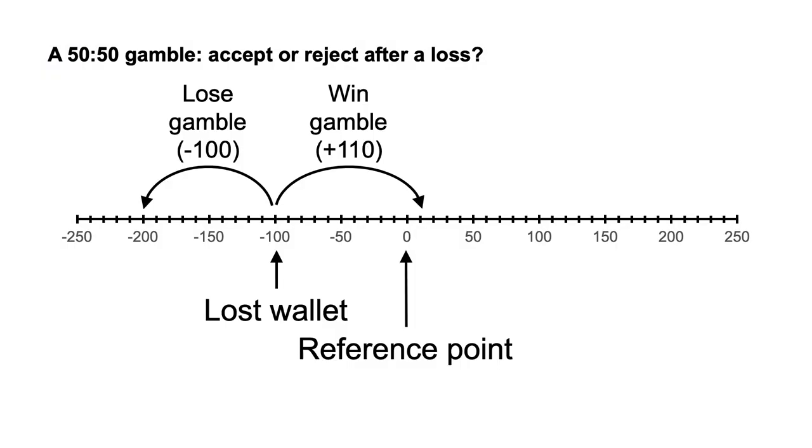After losing $100 but not changing his reference point, he has two possible outcomes relative to his reference point. A gain of $10, winning $110 minus the lost money in the wallet, and a loss of $200, losing $100 and also losing his wallet.